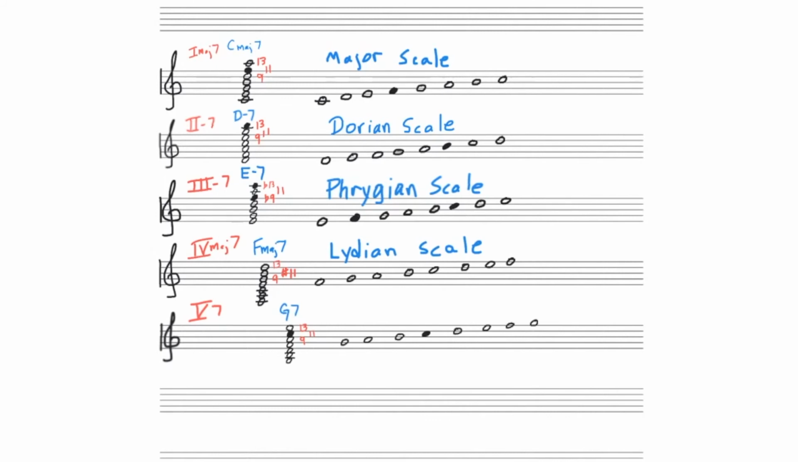Next, I will write out the scale. This is the G Mixolydian scale. Mixolydian is the chord scale that corresponds to the 5 7 chord in a major key.